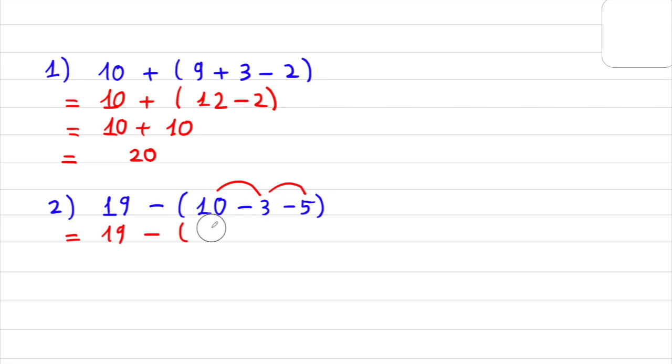10 minus 3, you get 7, and you have minus 5 here. And 7 minus 5, you get 2. Outside the bracket, I still repeat 19 minus 2, you get 17. So here is my final answer for this question.